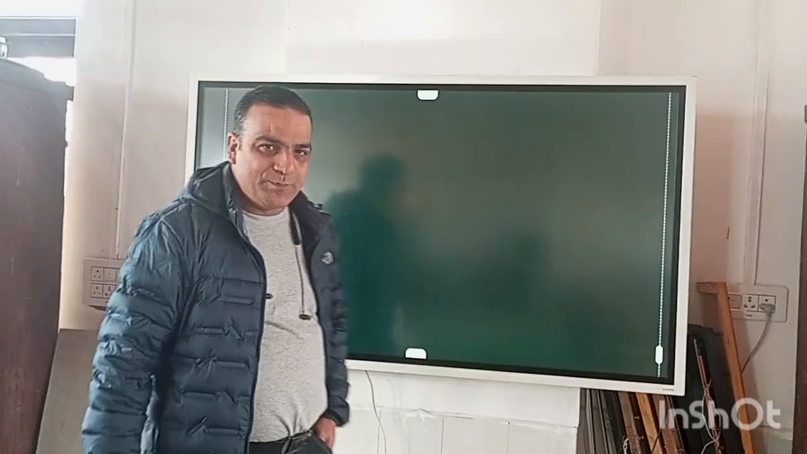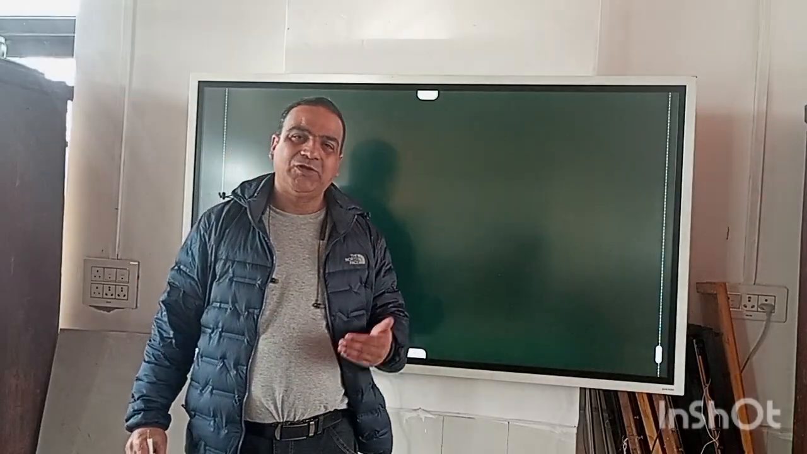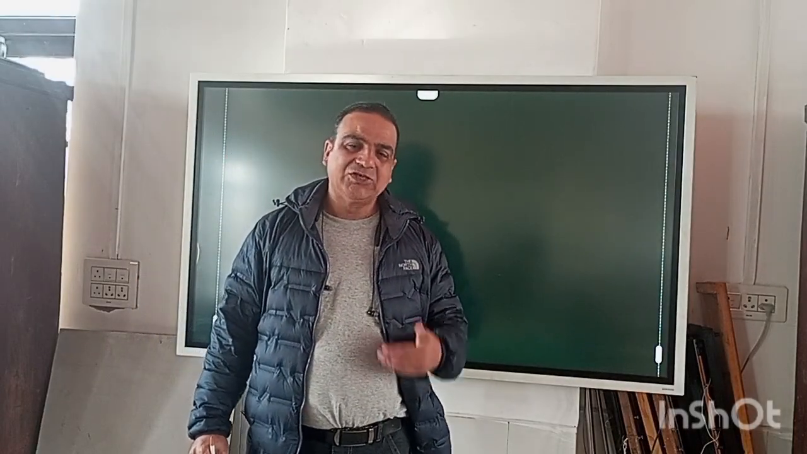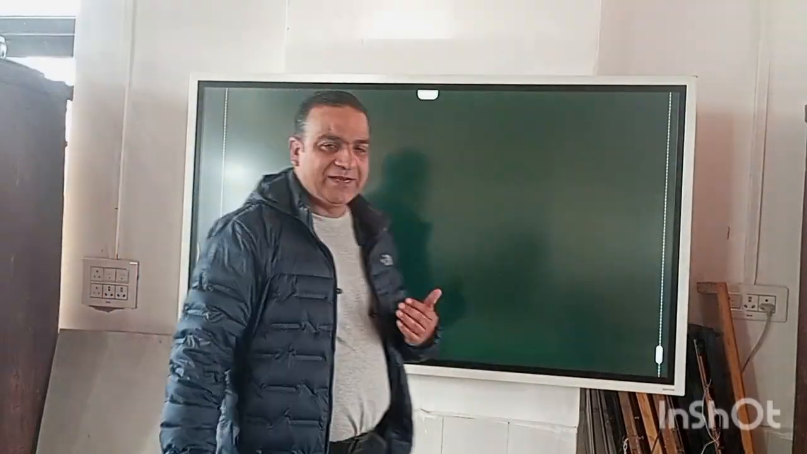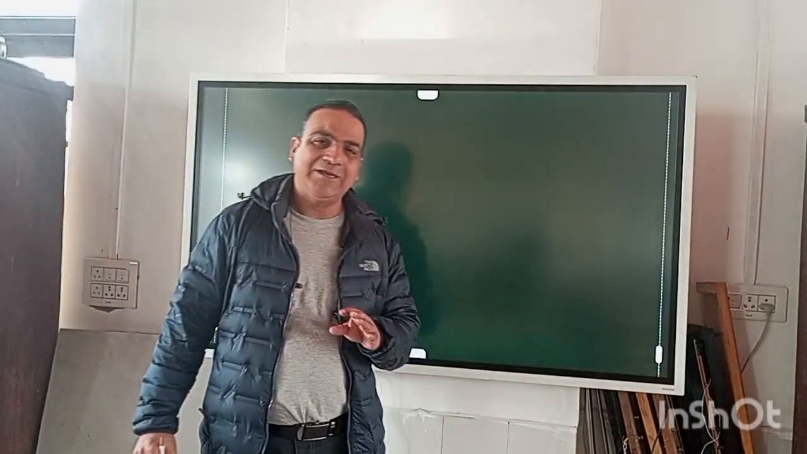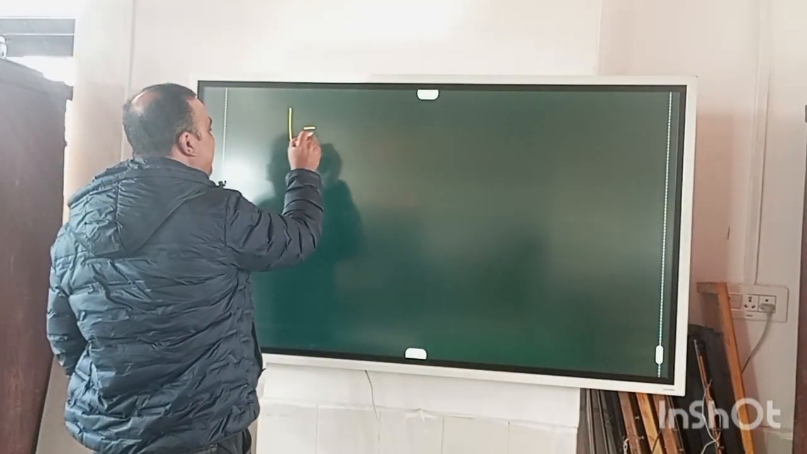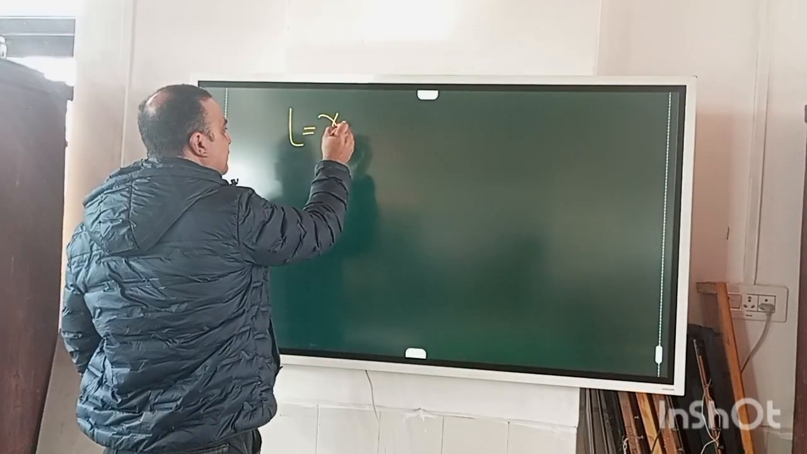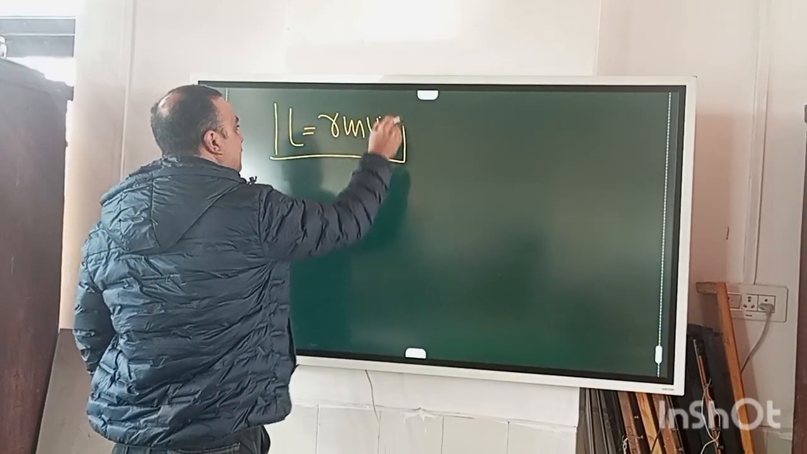So what we have is an electron looping, and this looping electron is equivalent to a looping current, and this looping current gives birth to the magnetic field. So this looping current can be treated as a magnet itself. So L is r m v. This is the magnitude of the angular momentum.